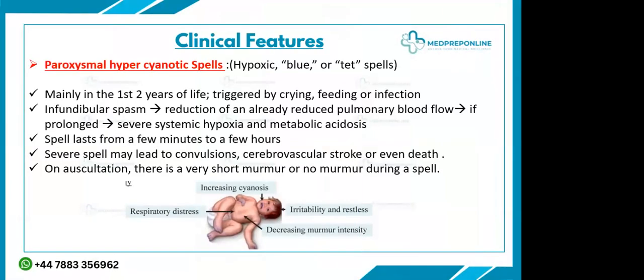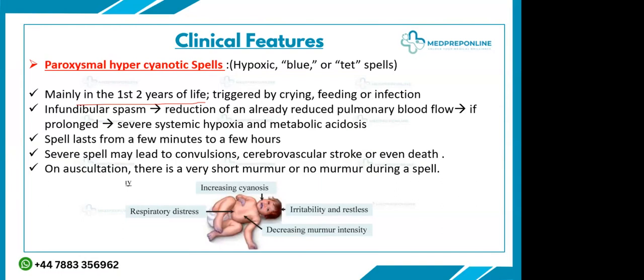So what are the clinical features? They usually present with TET spells. What is a TET spell? It is a hypoxic blue spell; you can say it's a paroxysmal hypercyanotic spell. What is going to happen in the TET spell? Mainly in the first 2 years of life, the baby presents with a TET spell when diagnosed with TOF. And it is triggered by any painful stimulus.